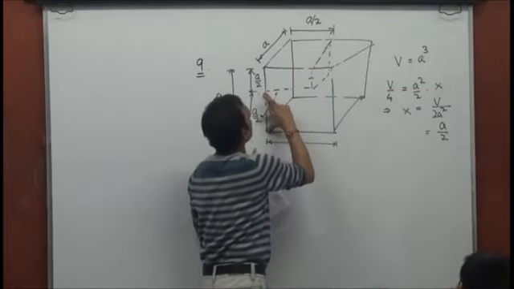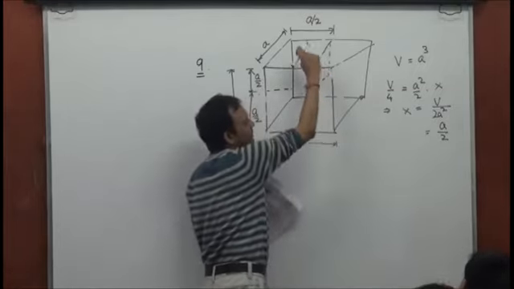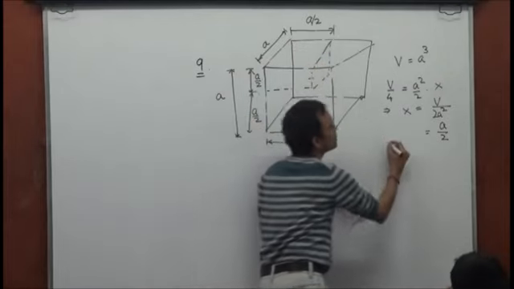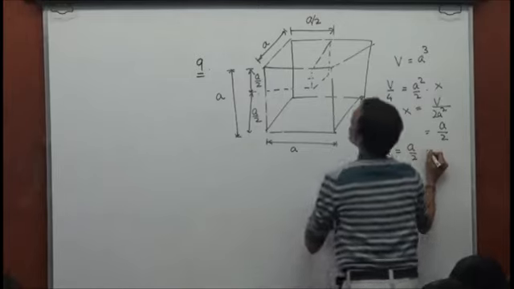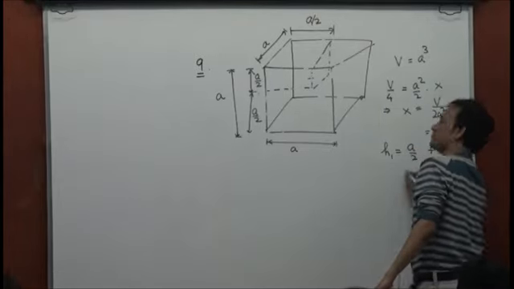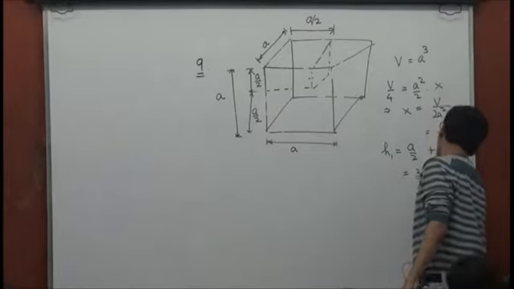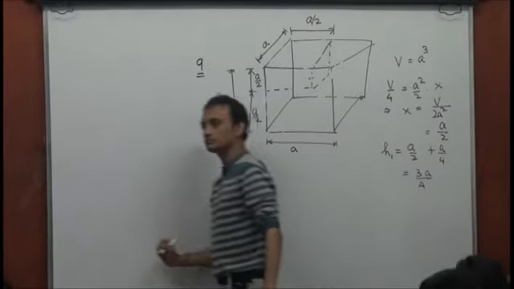So that's going to be a by 2 plus a by 4. So above the ground, the height of the water column is a by 2 plus a by 4, that is 3a by 4. That's the initial height of the water column, right?